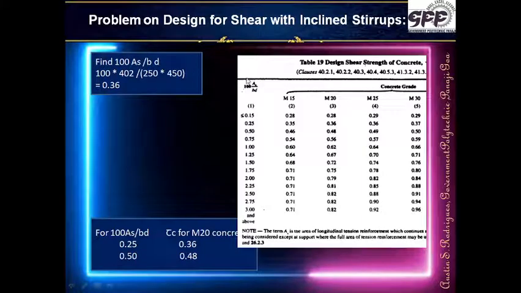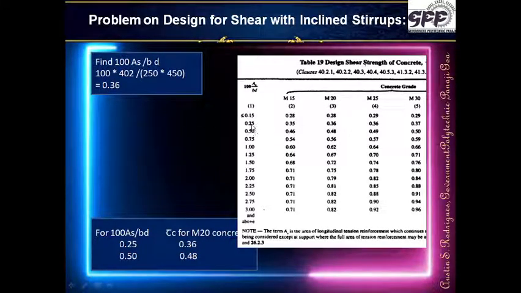Find 100 AS upon BD. What we are interested in is 100 AS upon BD. 100 into 402, B is 250, D is 450. So we get 100 AS upon BD as 0.36. So we look at the table. We have M20 grade concrete and I'm interested in 0.36.